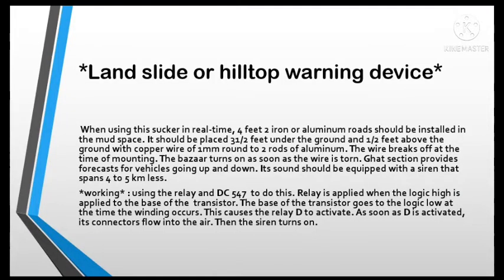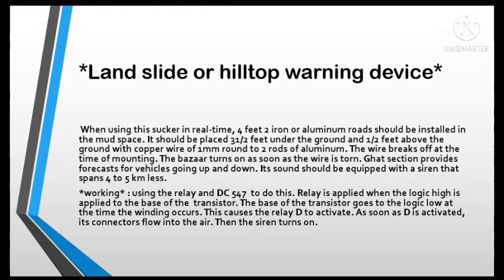Landslide or hilltop warning device. When using this device in real time, a 4 feet aluminum rod should be installed in the mud. It should be placed 3.5 feet under the ground and half a foot above the ground, with a copper wire of 1 millimeter around the 2 aluminum rods. The wire breaks at the time of a landslide. The buzzer turns on as soon as the wire is cut.